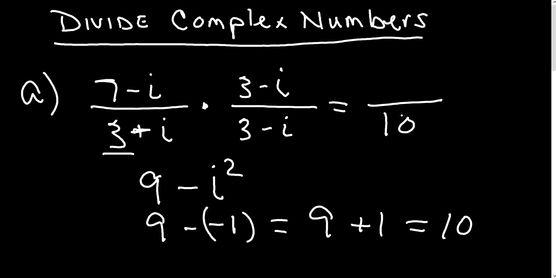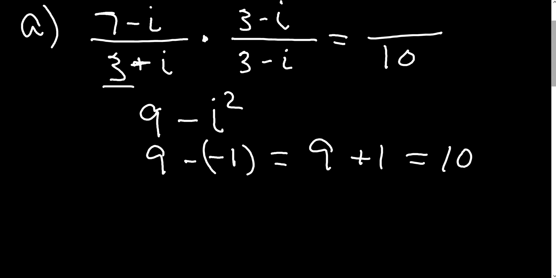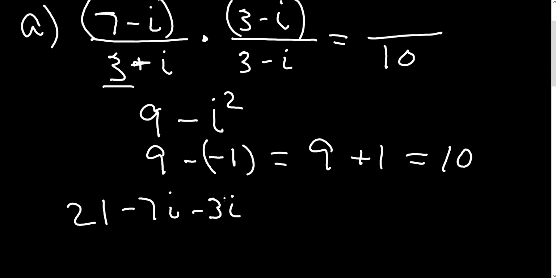And then I've got to determine what to multiply this out by, foiling the numerators. When I FOIL that, just regular foiling, it's this times this. So I got 7 times 3 is 21. Outside is negative 7i. Inside is negative 3i. And last is positive i squared. However, i squared is negative 1, so this is going to be minus 1.